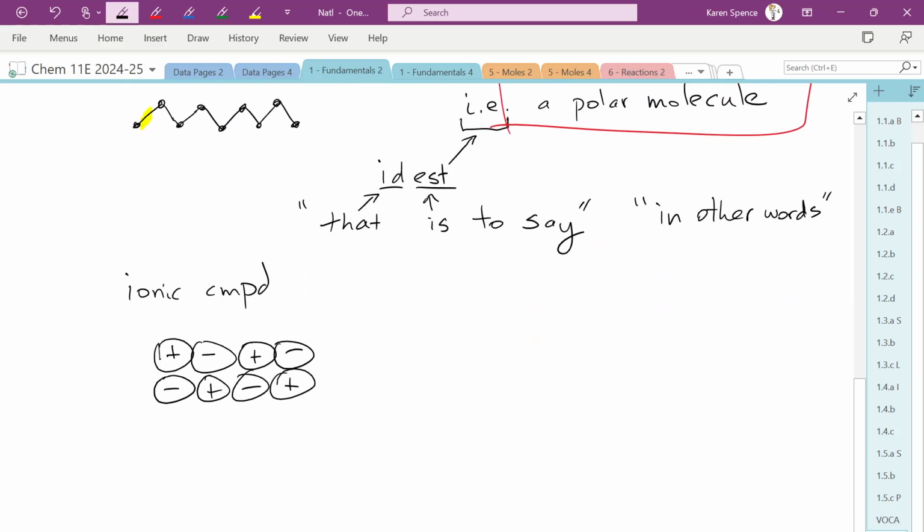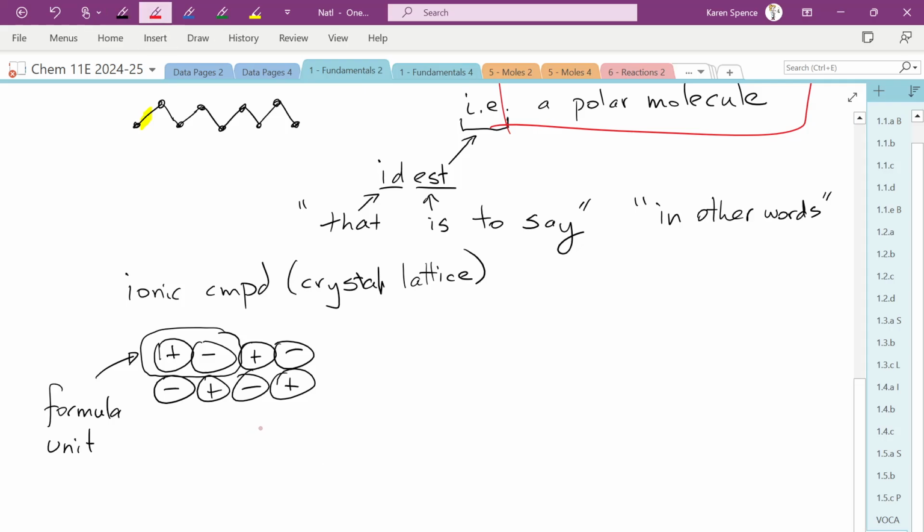What do we call this structure? Obviously, it would be in 3D if I could draw 3D, but it's only in 2D. That is a crystal. What's the next word? Tell your partner. Lattice. And what do we call one of these units? Tell your partner. Formula unit.